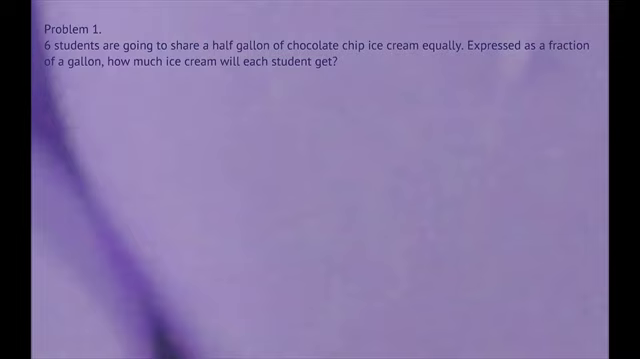Problem 1. 6 students are going to share a 1/2 gallon of chocolate chip ice cream equally. Expressed as a fraction of a gallon, how much ice cream will each student get? The answer is 1/2 gallon divided by 6 students equals 1/2 divided by 6 equals 1/2 times 1/6 equals 1/12.